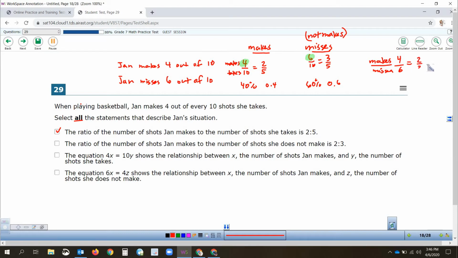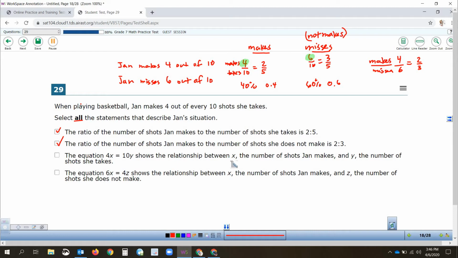When you divide both of those by 2, you get 2 to 3. That one is also correct. The equation 4x equals 10y shows the relationship x, the number of shots Jan makes, and y, the number that she takes. All right, so this one looks confusing, all right?